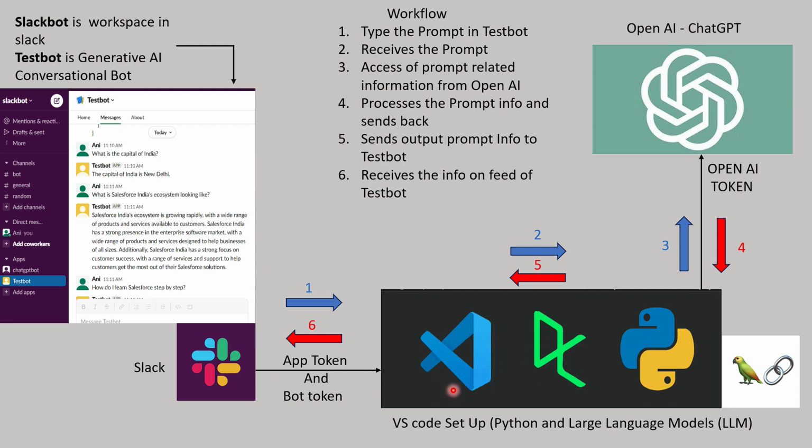So VS Code we are using for Python coding, and Langchain is the framework which we are using to interact with OpenAI using the OpenAI token. Okay, so what is the scenario here? Like a simple workflow here. First we will type the prompt, and then this prompt is taken to VS Code, and from VS Code through Langchain it goes to ChatGPT, and then it accesses the information related to the prompt, and then it reverts back and we get the message here.